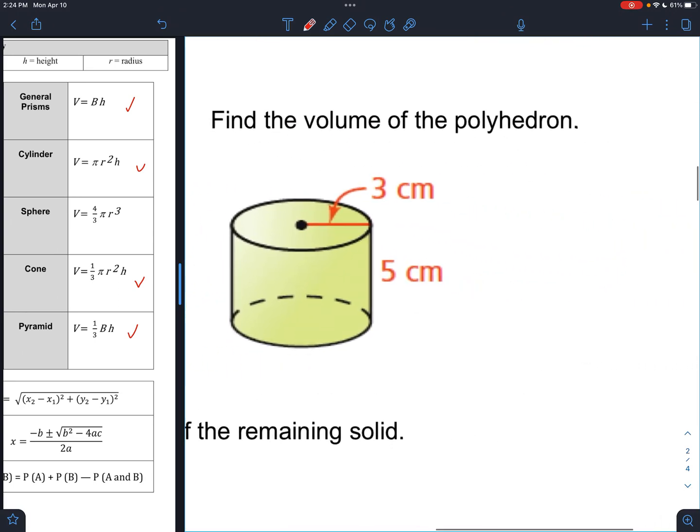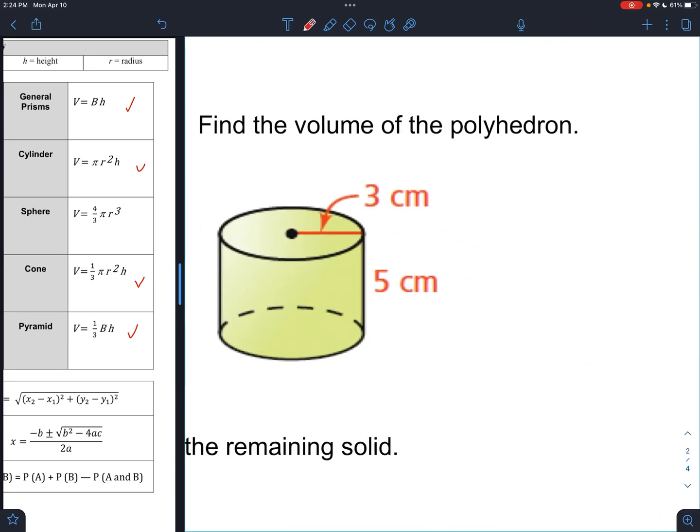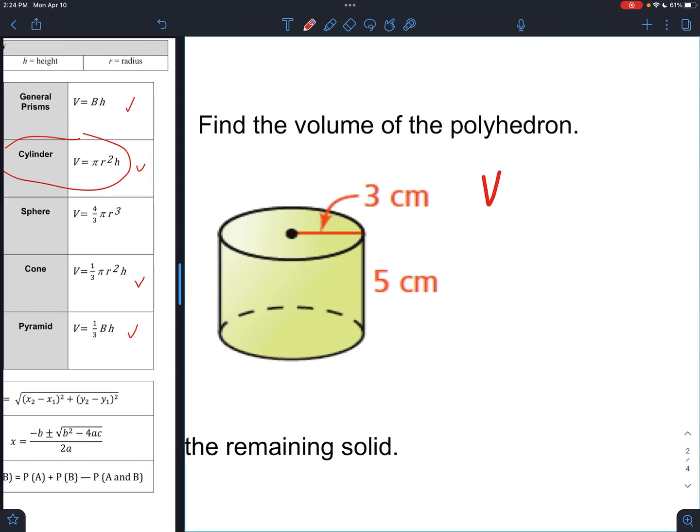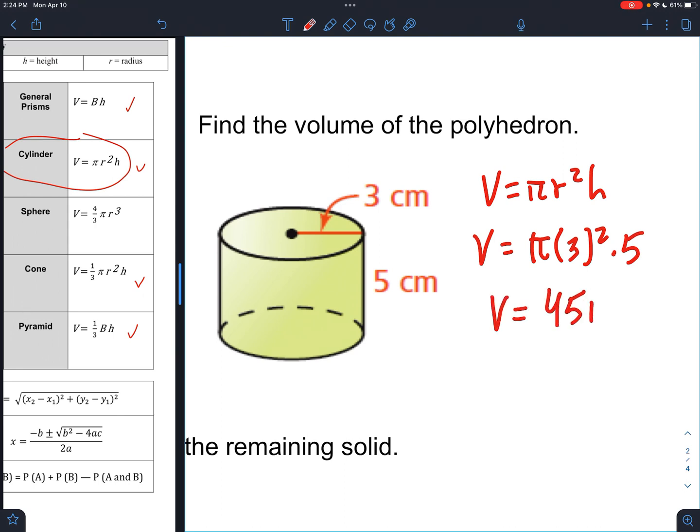Okay. Here is a cylinder, which we can look over here. We're going to use this formula there. So the radius is 3, and the height is 5. So we're going to get 9 times 5, which is 45 pi centimeters cubed. It's common to leave pi in your answer. However, if you want to use 3.14 and multiply, you can do that too.